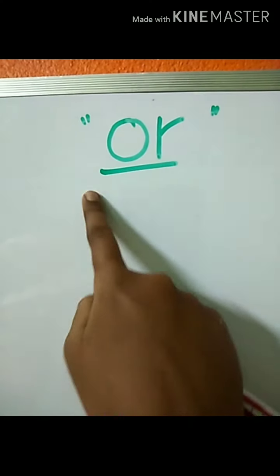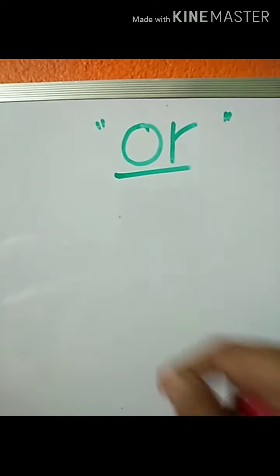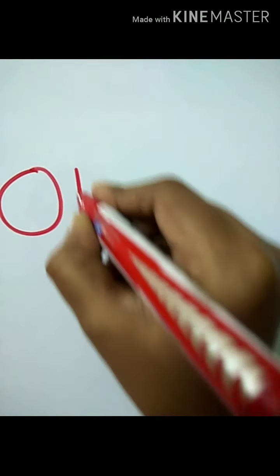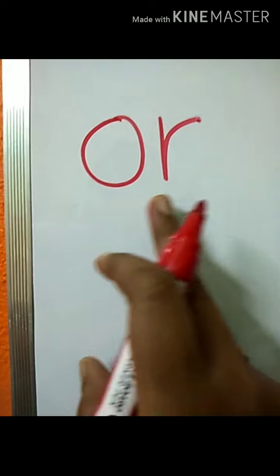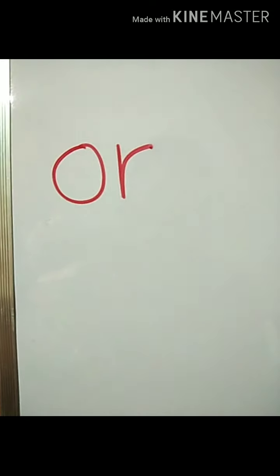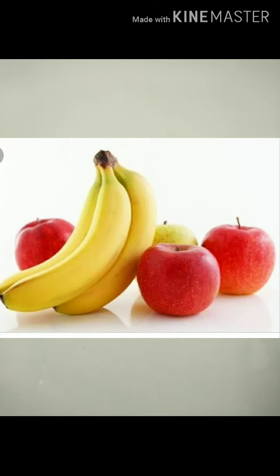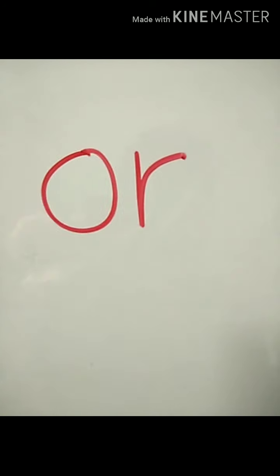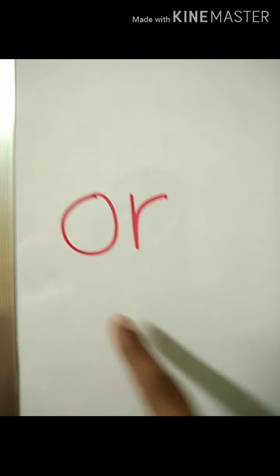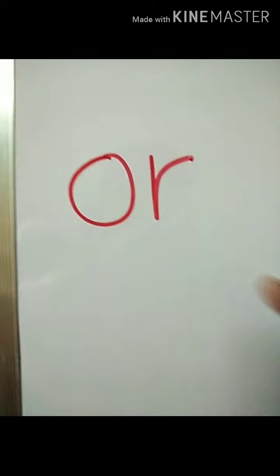This is or. Now let's learn again. We will start with this word again. R, O, R. You can say, like when you get two options and you have to choose one, that time you can say or. Like, do you like banana or apple? Do you like chocolates or ice cream? So in between two things we use or.